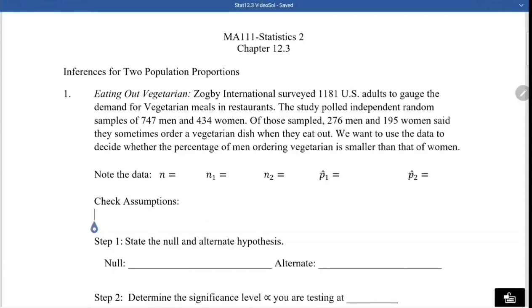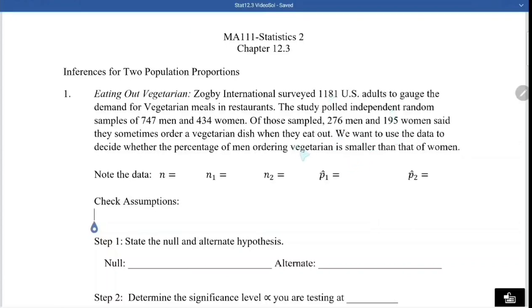Okay, so here it says eating out vegetarian. Zogby International surveyed 1,181 US adults to gauge the demand for vegetarian meals in restaurants. The study polled independent random samples of 747 men and 434 women. Of those sampled, 276 men and 195 women said they sometimes order a vegetarian dish when they eat out. We want to use the data to decide whether the percentage of men ordering vegetarian is smaller than that of women. So we're going to perform a hypothesis test.